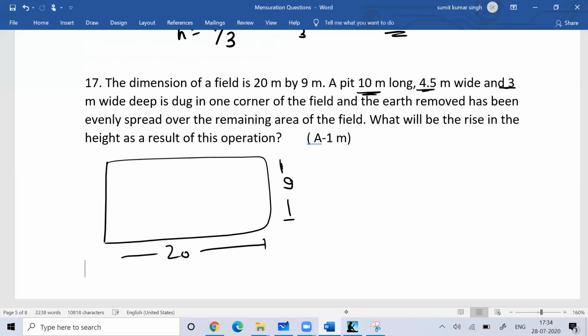You can understand that the pit would be in the form of a cuboid, with length, breadth, and height. If it's three-dimensional, it has a volume. So you took one corner of the field, and this is the length, this is the breadth, and this is the height of that. So this is 20, so probably this will be half.